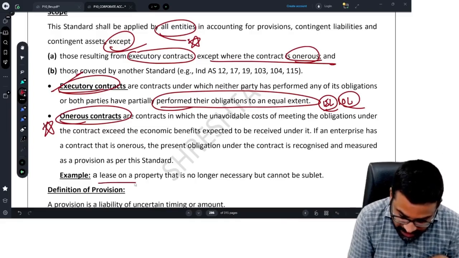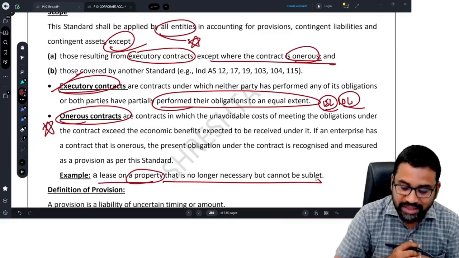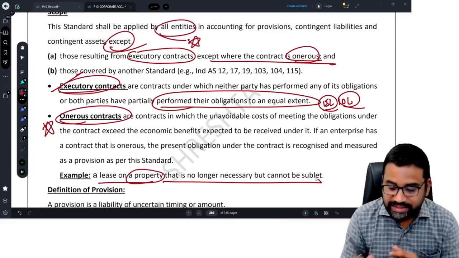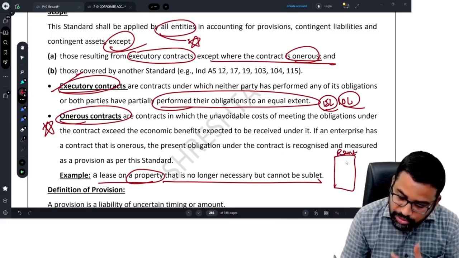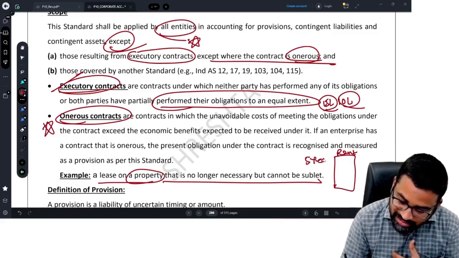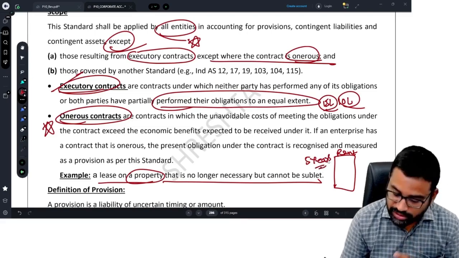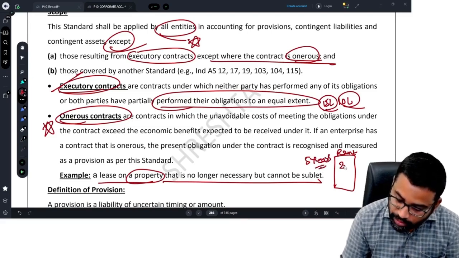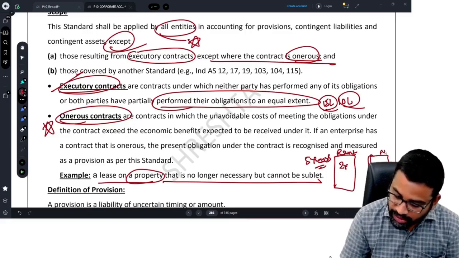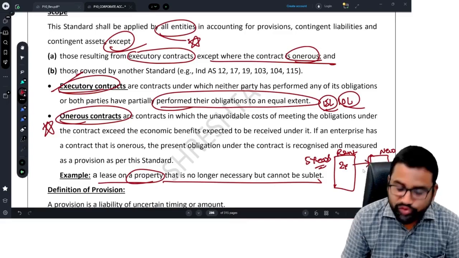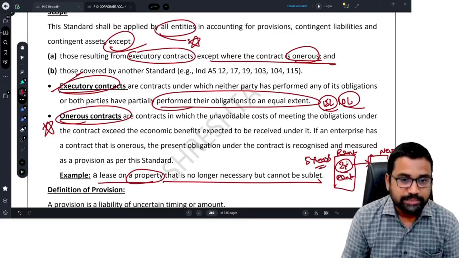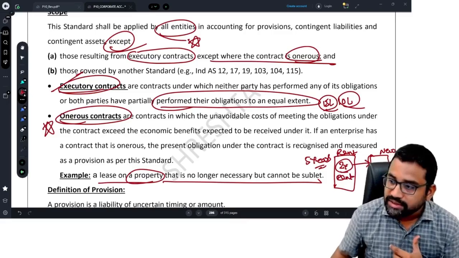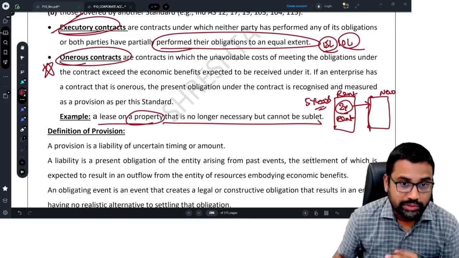For example, a lease on a property that is no longer necessary but still cannot be sublet. For example, we have taken one factory for rent. Suppose the lease period is 5 years, and 3 years are over. For the next 2 years, what happened is we constructed a new factory and shifted from the old factory to the new factory. But these 2 years' rent we need to pay. Suppose this is a non-cancelable lease, and we cannot sublet also as per the agreement.